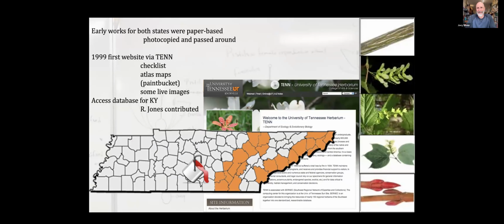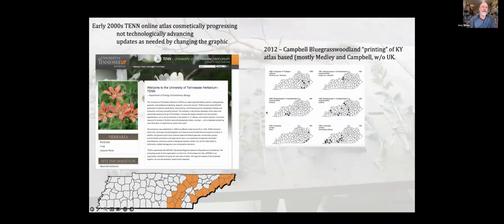If you remember old technology, maybe if you're as gray or nearly as gray as I am these days, you'll remember that familiar paint bucket and how you could just drop it and fill in a polygon. That's what they were doing, creating these filled-in polygons and saving a new image. If new information came in, they would add color to a county polygon and then resave the image on the website. Their website also contains some live images of some of the plant species.